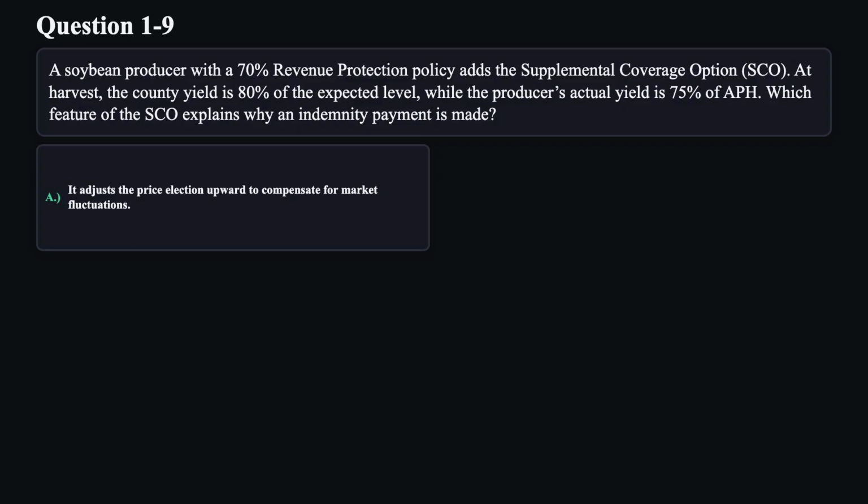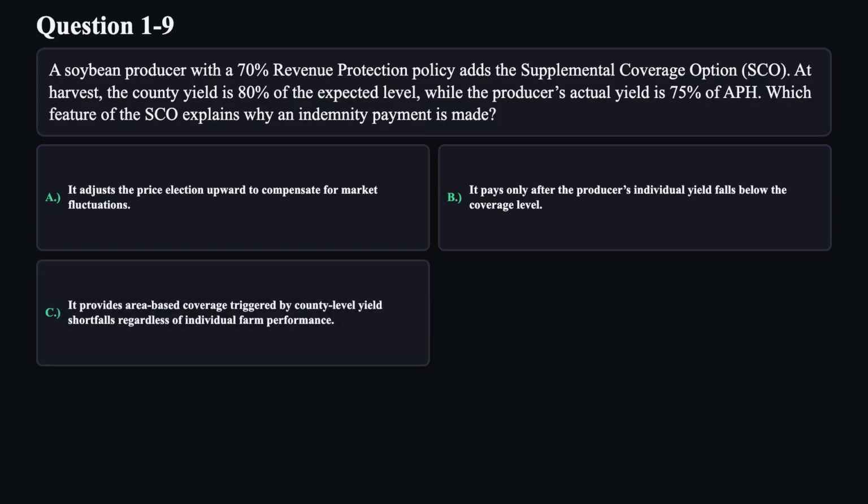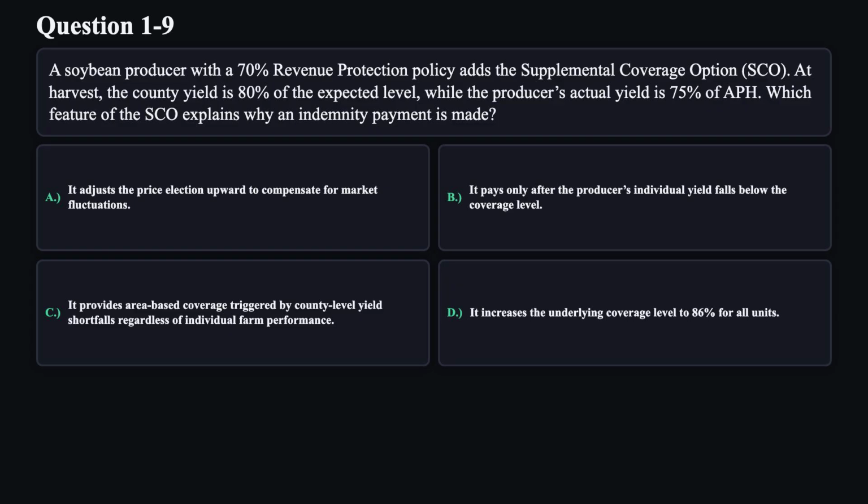A. It adjusts the price selection upward to compensate for market fluctuations. B. It pays only after the producer's individual yield falls below the coverage level. C. It provides area-based coverage triggered by county-level yield shortfalls regardless of individual farm performance. D. It increases the underlying coverage level to 86% for all units.